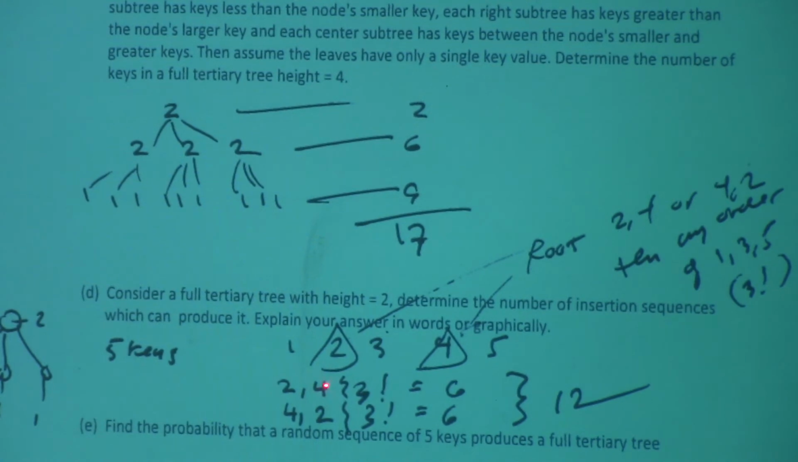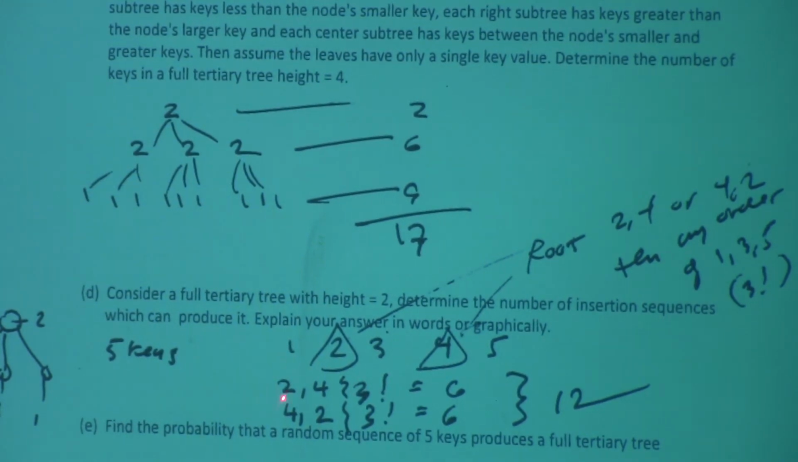Once you have the 2 and the 4 in, then you have the remaining numbers 1, 3, 5. It doesn't matter which order they go into. So it could be 1, 3, 5, it could be 3, 1, 5, 5, 1, 3, 3, 5, 1. How many different permutations of 3 numbers are there? There's going to be 3 factorial or 6. So basically 2, 4, followed by any of the 6 permutations of 3 is going to give us 6.